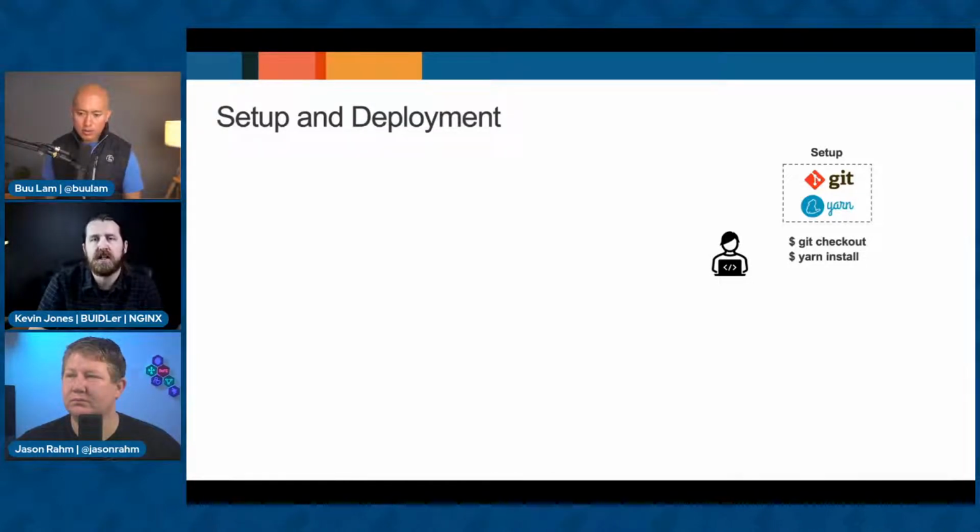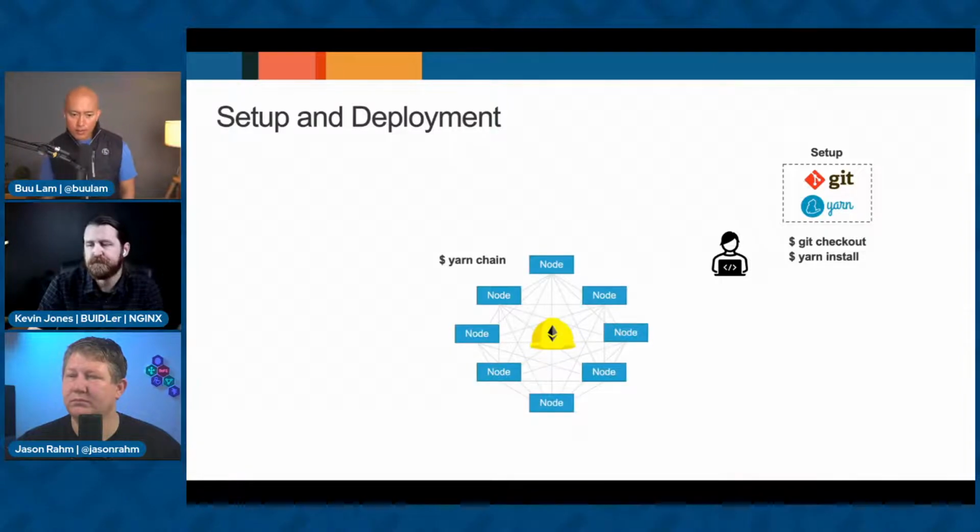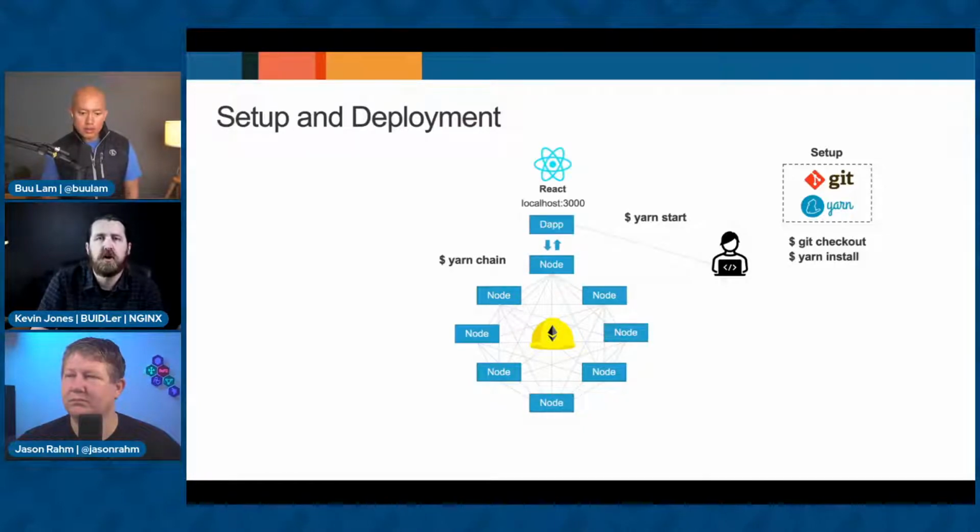You're going to use Yarn, the package manager, to grab the Yarn file that's already there and install all the dependencies. It's going to do all that for you. Then you're going to run Yarn chain to spin up Hardhat and a blockchain on your local laptop that allows you to simulate your blockchain activity. Then you're going to do Yarn start to spin up the React app that's going to be listening on localhost 3000.